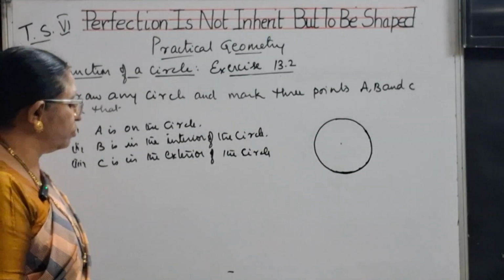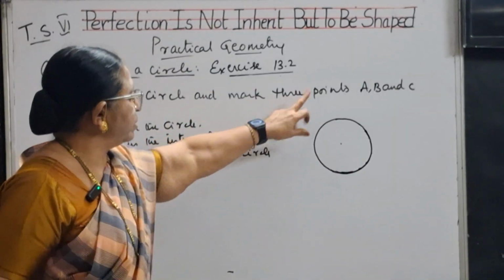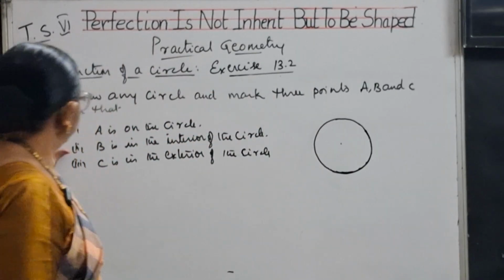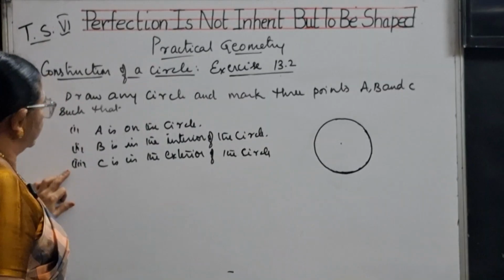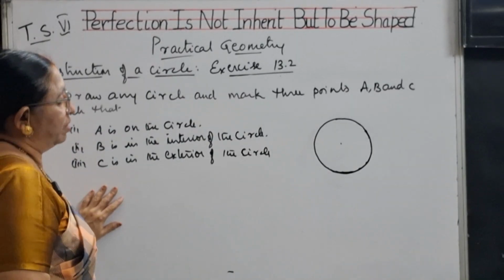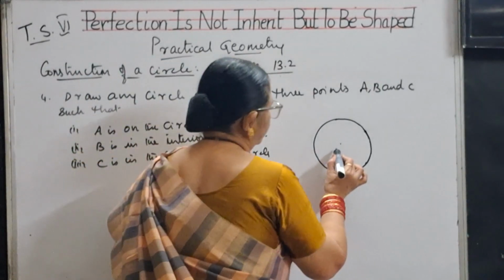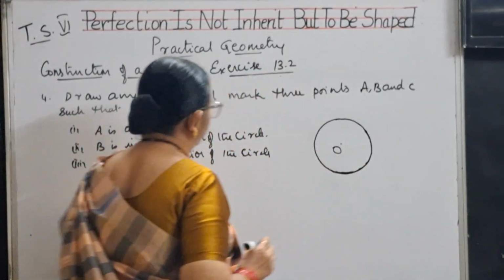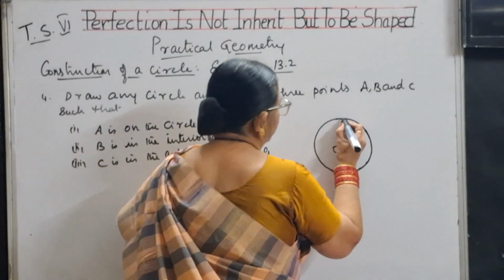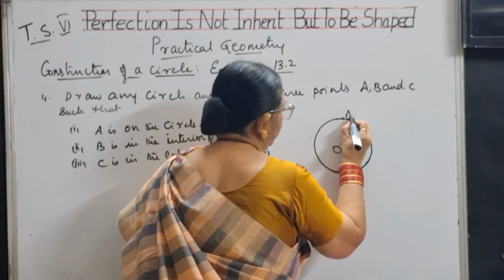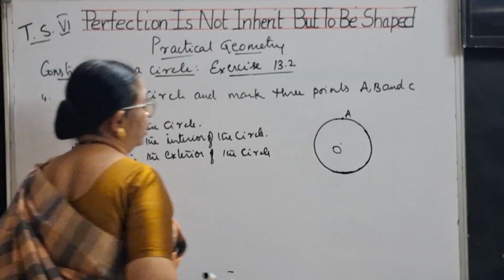Now the fourth question is: draw any circle and mark three points A, B, C such that A is on the circle, B is interior to the circle, and C is exterior to the circle. So A is on the circle. Let me take this as a circle with center O. Point A is on the circle. So let me write, this is point A, which is on the circle.